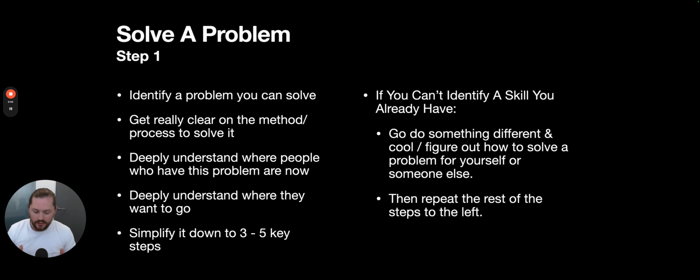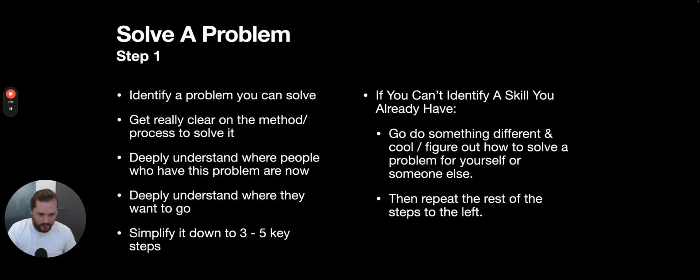Okay, so once you've got a problem that you are confident that you can help people solve, then you need to get really clear on the method or the process to solve it. You need to commit yourself to deeply understanding where the people who have that problem are right now. You need to become borderline obsessed and deeply understand where they want to go, and then simplify your process down to 3 to 5 key steps.